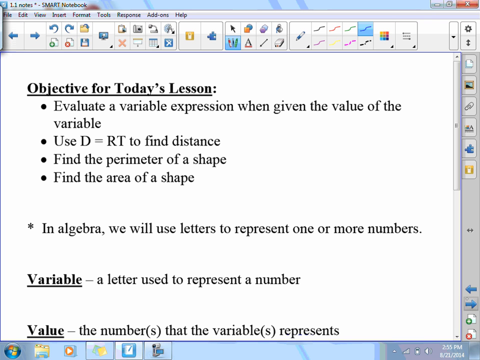Our objectives today are to evaluate a variable expression, to use the distance equals rate times time formula, and to find the perimeter and area of a shape.